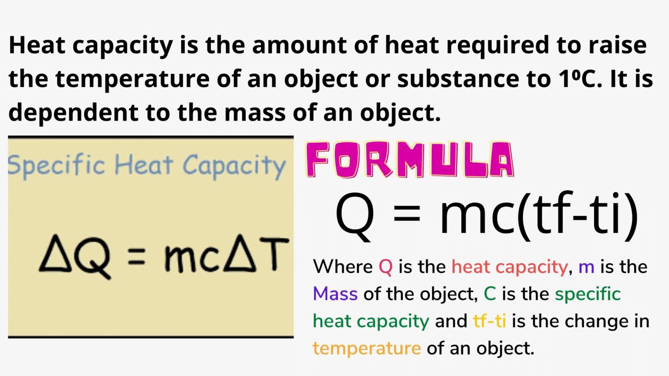Heat capacity is the amount of heat required to raise the temperature of an object or substance by 1 degree Celsius. It is dependent on the mass of an object, with a formula of heat capacity equals the mass of the object multiplied by the specific heat capacity and also multiplied by the change in temperature.